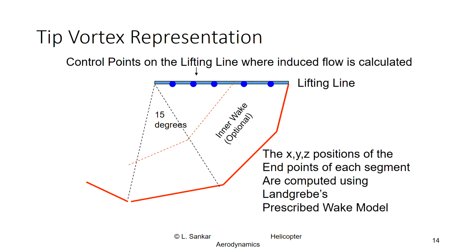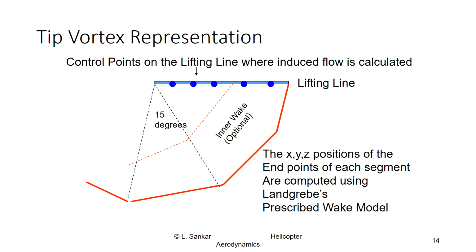So this is the picture of the tip vortex structure. It's shown in red. We have broken it into several small straight line segments. It goes for several revolutions. I have shown only the first 15, 30, 45, 60 degrees of the tip vortex. And what are the blue dots? These are the centers of the blade elements, like we did in the combined blade element momentum theory. When you divide the blade into small radial segments, you pick a control point at the center of each segment. These are the blue dots. That's where we are going to compute the induced velocity.